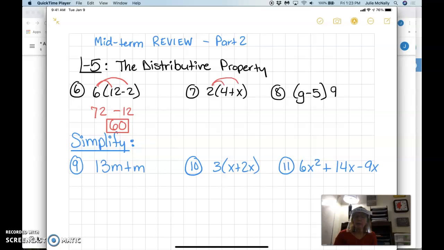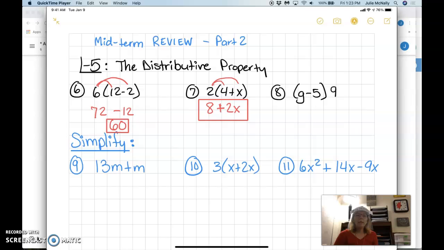I'm distributing again. What is 2 times 4? 8. And what is 2 times x? 2x. Now, are these two terms the same? No, they're not the same because one has a variable and the other does not. That means I can't combine them any further. I'm just done right here. 8 plus 2x is my answer.